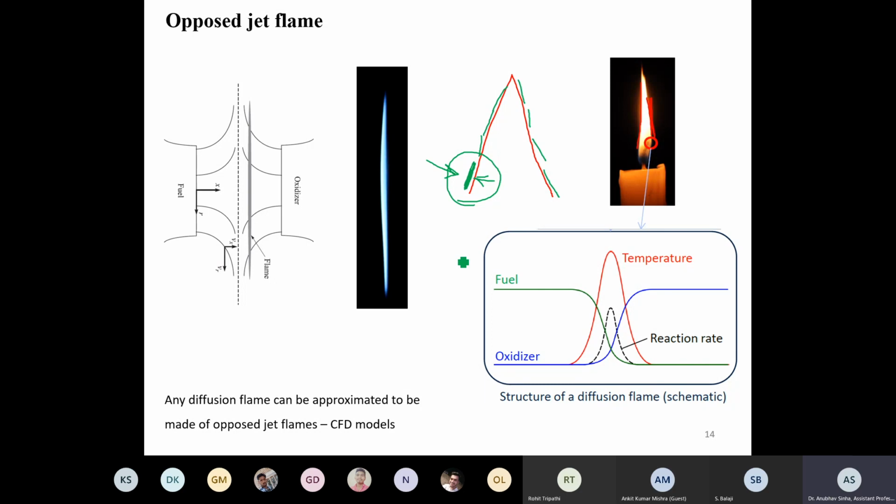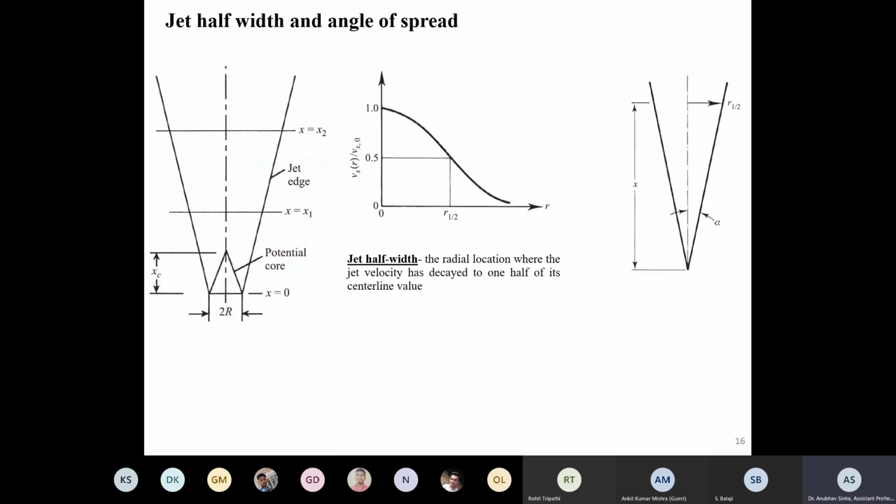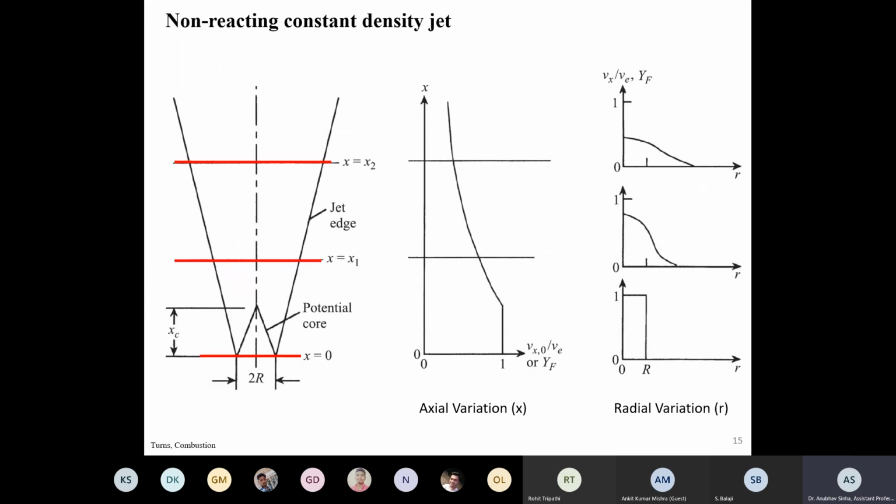This we have already discussed about flames. So let us talk about the non-reacting jet, just a normal gas jet. We have discussed how it spreads out, right? You just open this port, it will come out and it will start spreading. That is what we discussed. Now let us define some parameters to define this spreading.